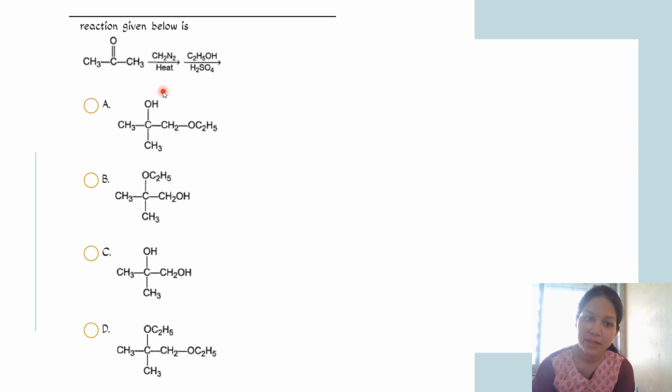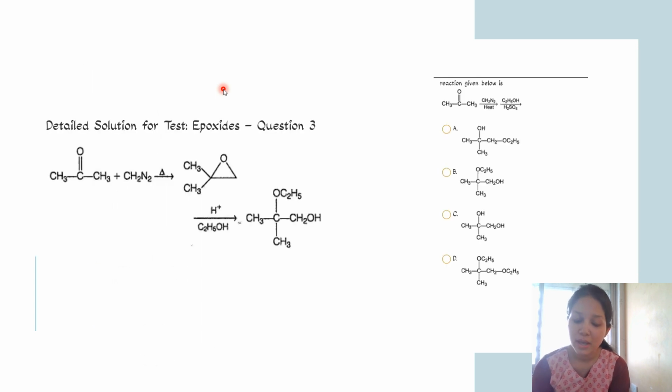Okay, you are given the ketone, and you have to treat this ketone with diazomethane in heating condition, and the intermediate product whatever you get in the first step is treated with ethanol in acidic medium. Okay, so let us look at the reaction pathway, how it is going through.